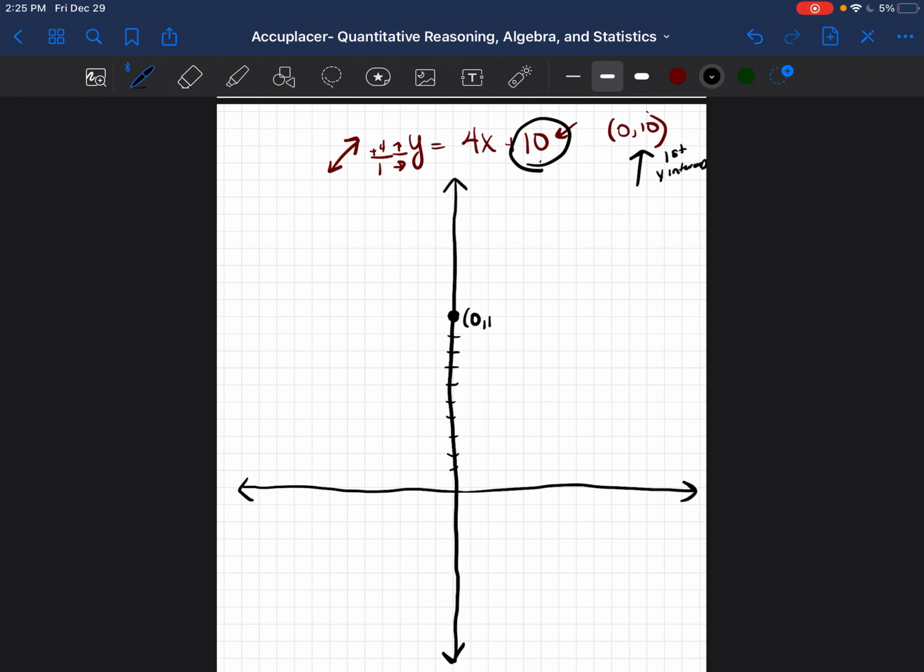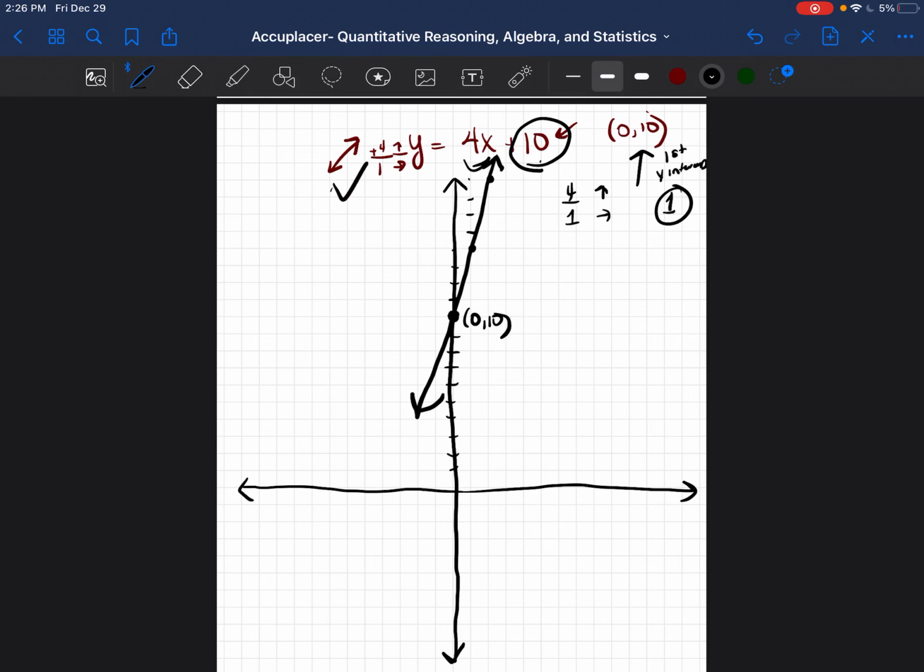Okay, so the y-intercept is 0, 10. You graph the y-intercept first. Then you follow the slope, which is 4 over 1. So we go up 4 over 1. So up 4, 1, 2, 3, 4 over 1. And we do it again. Up 4, 1, 2, 3, 4 over 1. And we connect our lines.